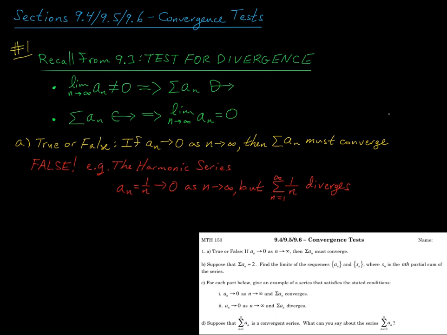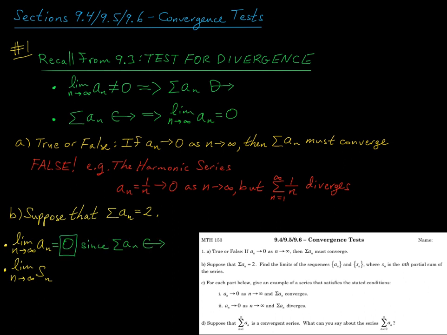All right, so now let's move on to part B. It says, suppose that the series of a sub n is equal to 2. Find the limits of the sequences a sub n and s sub n, where s sub n is the nth partial sum of the series. Since we're told that the series of a sub n is equal to 2, this really is saying that the series is convergent and has a sum equal to 2. So from the second statement up above, since we know the series converges, it must be the case that a sub n approaches 0 as n approaches infinity. So that is our first limit.